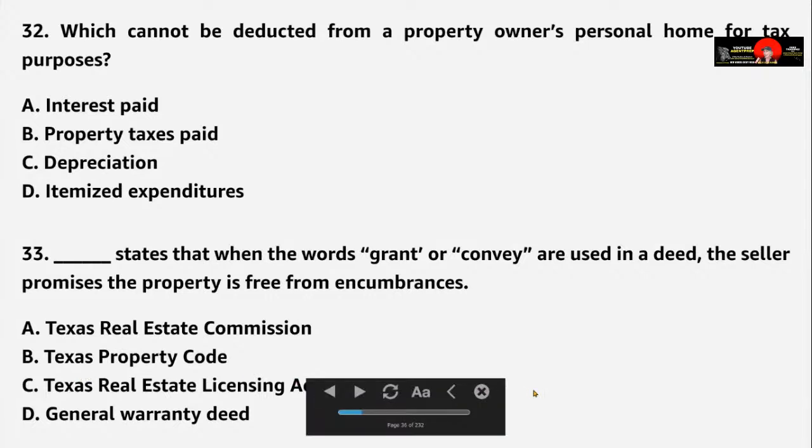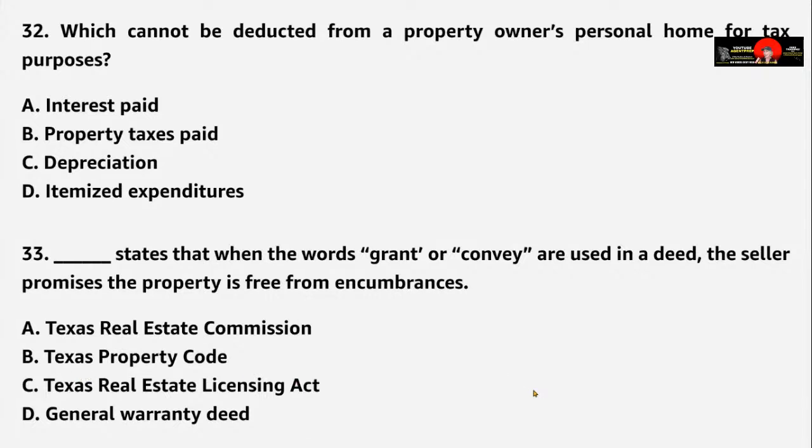So the code also states that a grantor, that's the seller, the owner, has not transferred any part of the property to anyone else if the words grant or convey are used in the deed. Those words are in the general warranty deed, but something allows them to put those words in there when the property is free and clear of any encumbrances. That is the Texas Property Code.